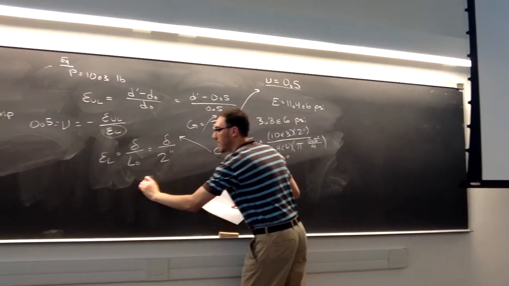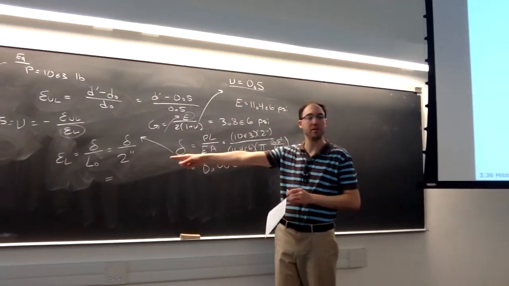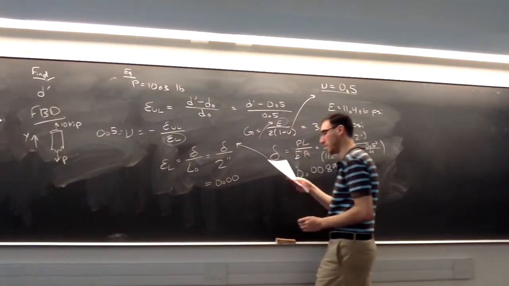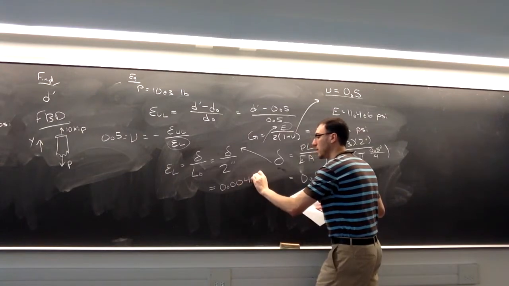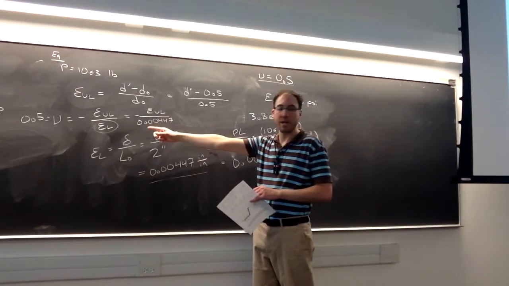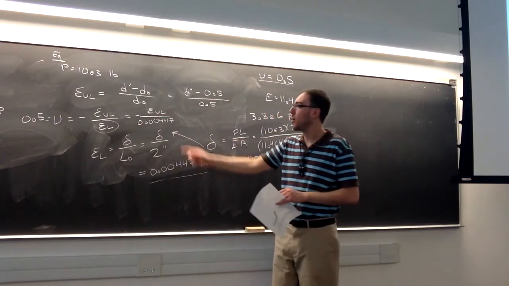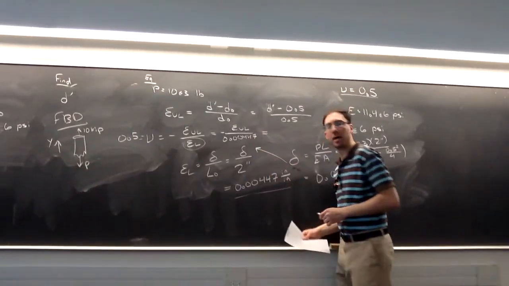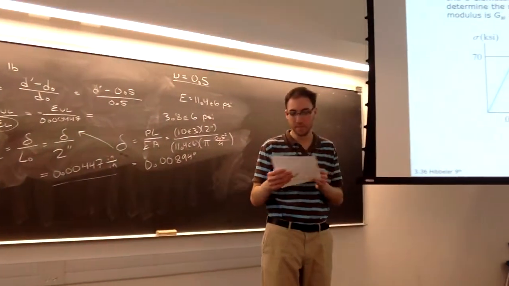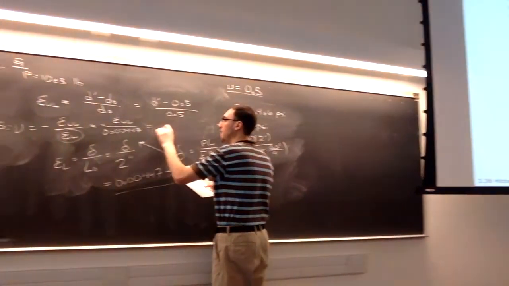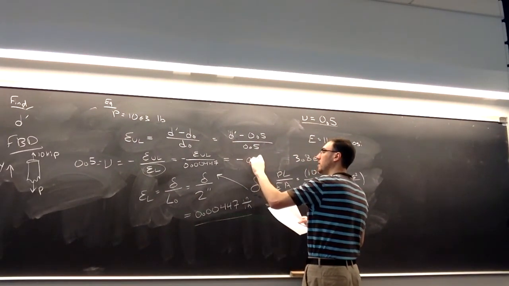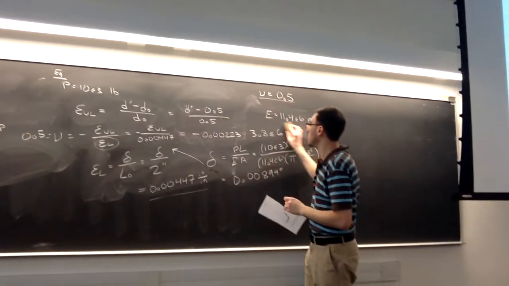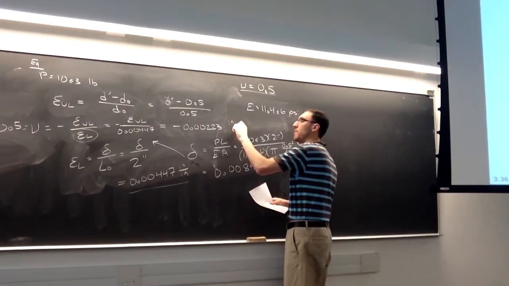Which means that the strain in the loaded direction, we'll divide this by 2 inches. The strain in the loaded direction will be 0.00447 inches per inch. With this relationship here, we now know the Poisson ratio. We now know the strain in the loaded direction. So we can use this to find the strain in the unloaded direction, or the strain in the radial direction. Strain in the unloaded direction, we have a negative 0.00223 inches per inch.